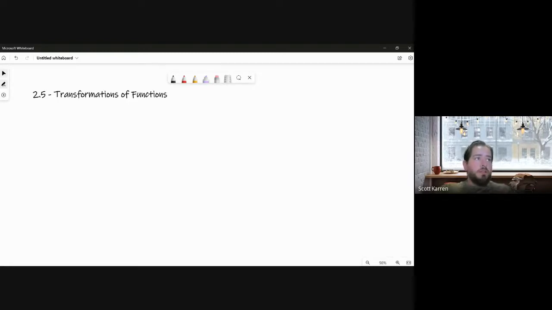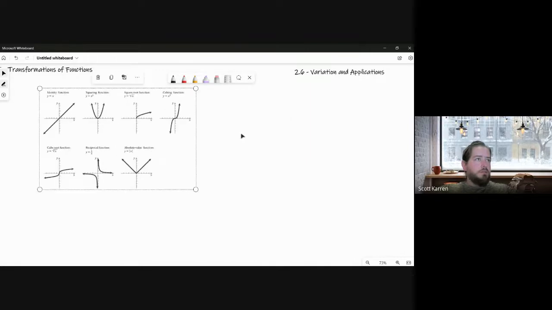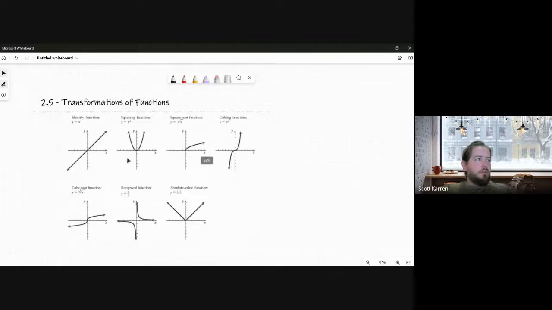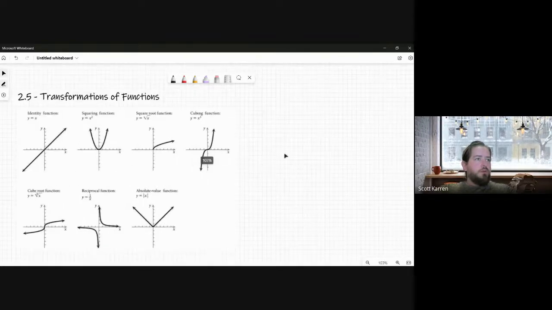We're in 2.5, which is transformation of functions, right? So there are some functions that you should have a fairly good idea of what they look like. And I'll grab a couple. They are these. So you ought to know what these guys look like.